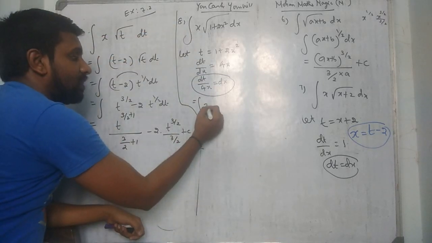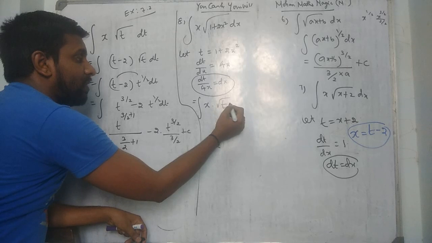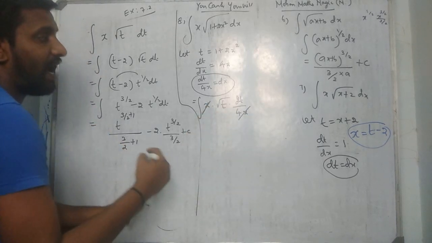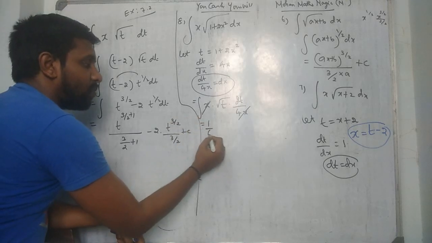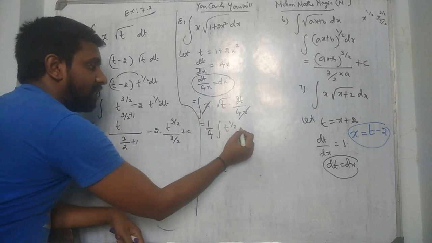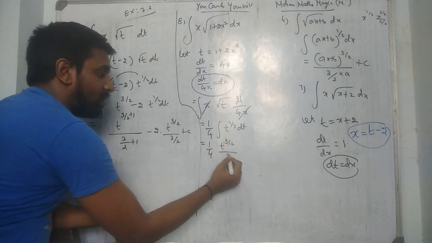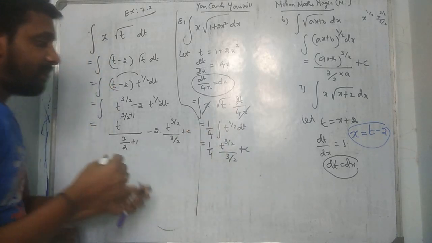So in the integration, x stays, and inside the square root t, and in place of dx, dt upon 4x. See, after cancelling, I'm not getting two variables, only one variable. Root t is t power 1 by 2. So t power 1 by 2 integrates to t power 3 by 2 by 3 by 2 plus c.